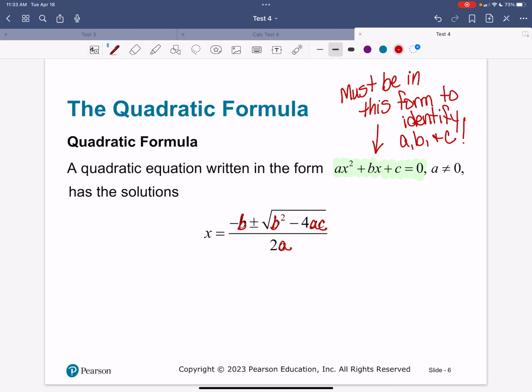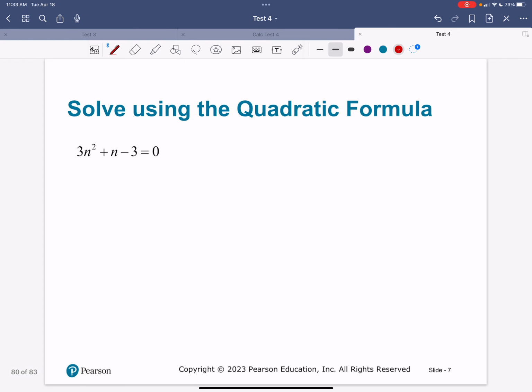Okay, is it okay if I go to the next screen? Here we go. We are going to solve this using the quadratic formula. This cannot be factored. You can use the quadratic formula for everything, but we specifically have to use it when it can't be factored. That's when we use the quadratic formula.